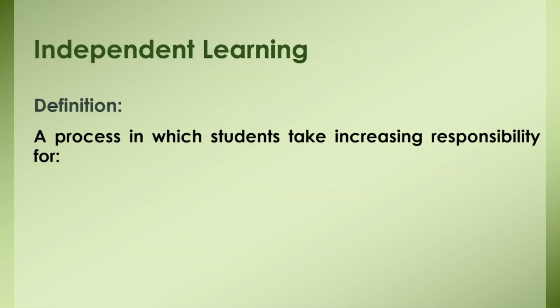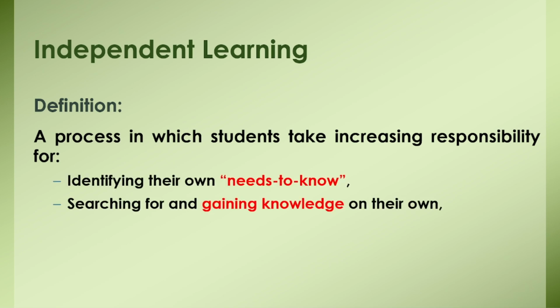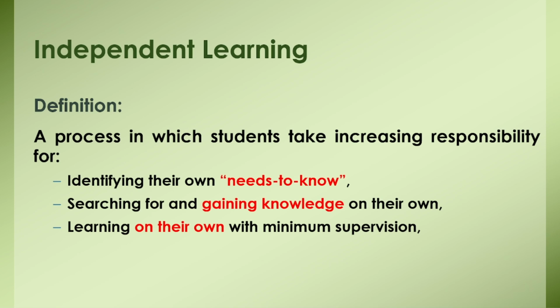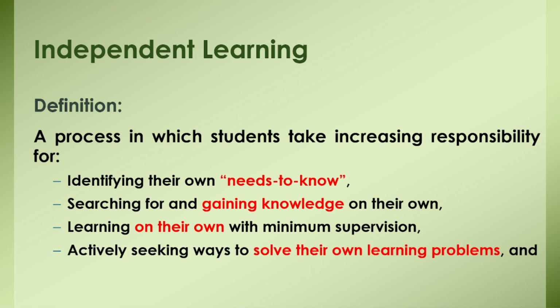Adults have different learning preferences, as we mentioned before. Also, a short note about independent learning. It's a process in which the student takes increasing responsibility for 5 things: identifying their needs to know, searching for and gaining knowledge on their own, learning on their own with minimum supervision. We said here minimum supervision, not no supervision. So they still need some sort of guidance, some sort of supervision.